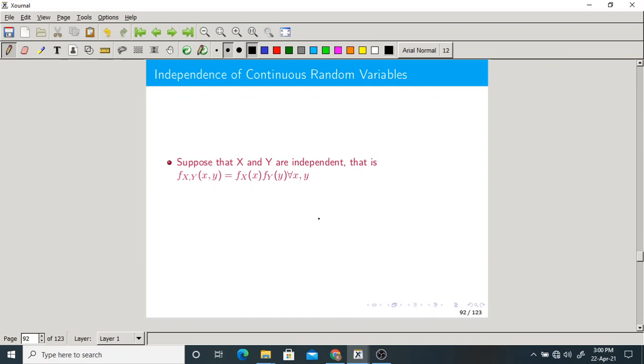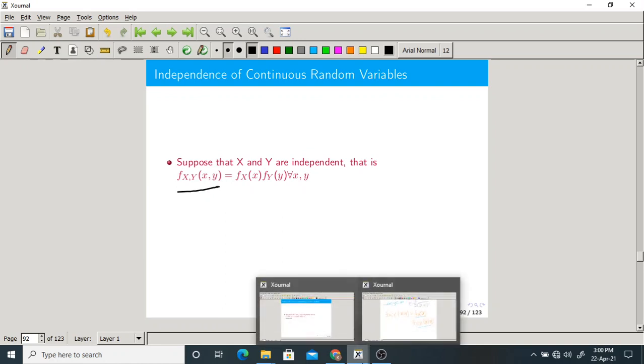Now we'll study independence of random variables, independence of continuous random variables. We have studied the same thing in the case of discrete random variables. There we were dealing with PMFs. So x and y are said to be independent if the joint PDF is equal to the product of the two marginal PDFs. That's it. f of x comma y should be equal to fX of x into fY of y for all x comma y. As simple as that.